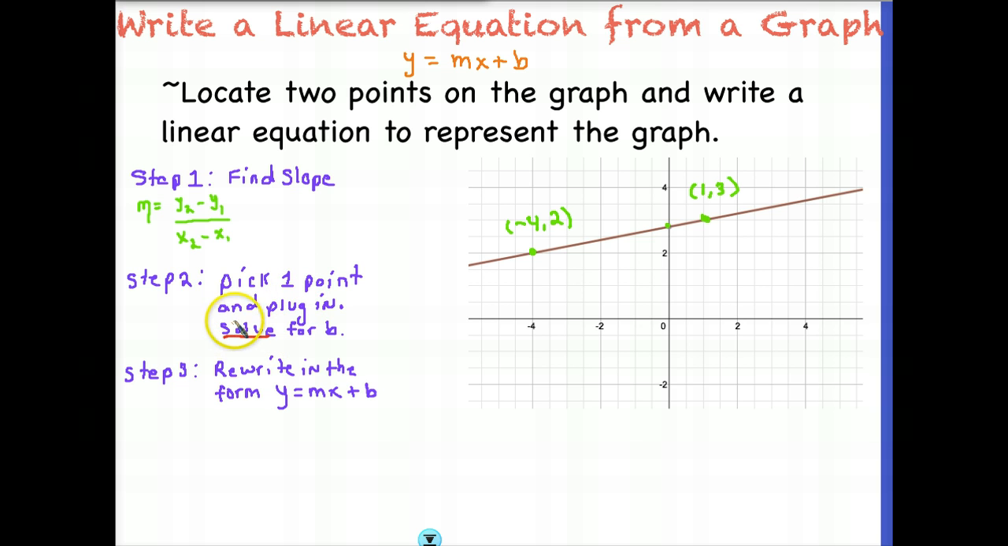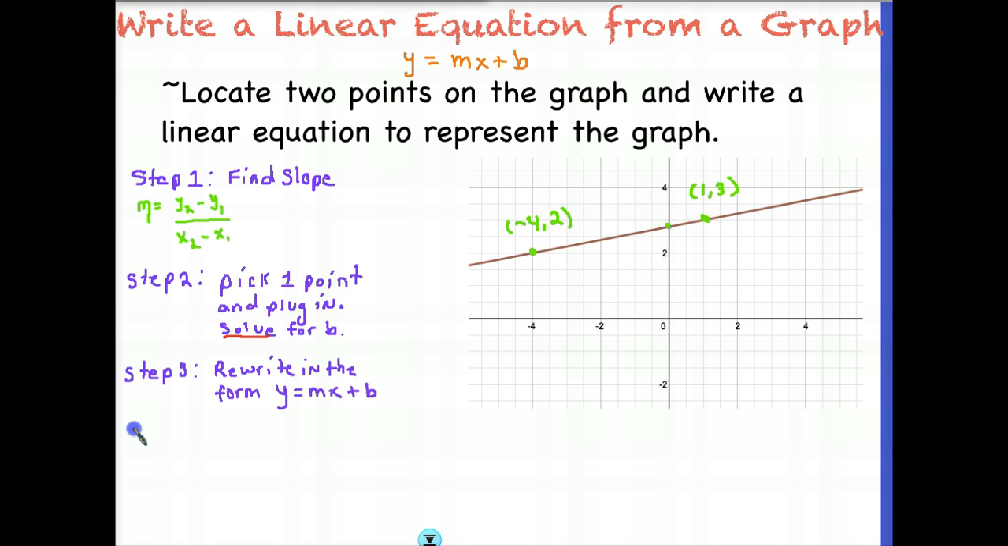Step 2, we are then going to pick one point and plug in to solve for b. So we can pick either -4, 2 or 1, 3. So once we have the slope, this m figured out right here, we will pick either this x and y or this x and y to plug into our equation in order to solve for b. Then our final step is, because we are trying to write a linear equation, we want to rewrite all of our work in the form of y equals mx plus b.